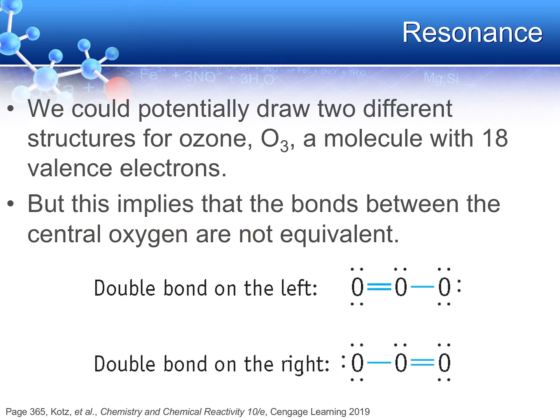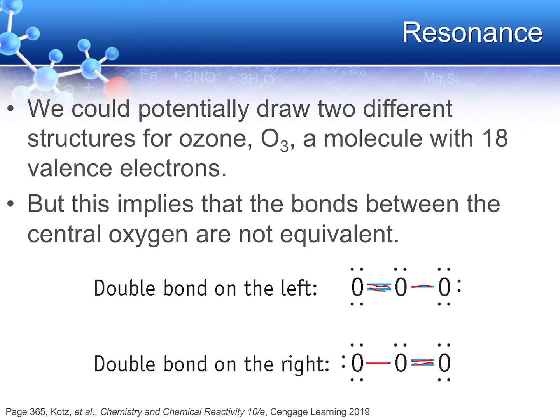All right, so the next concept we want to go through is something called resonance. You might notice when you're drawing electron dot structures that you might be able to draw 2 different structures. So ozone is O3, and it looks like this. I can draw it with a central oxygen, and I can draw it with a double bond over here on the left and a single bond on the right. Or I can draw it with a double bond on the right and a single bond on the left.